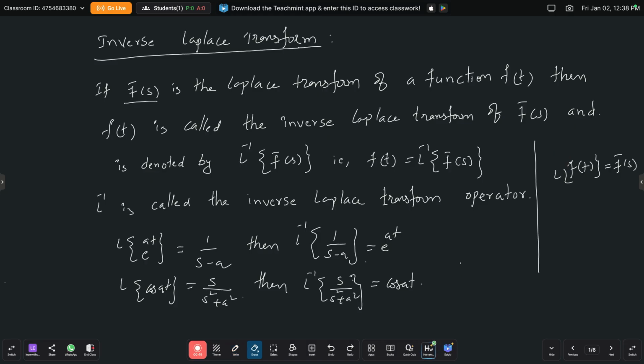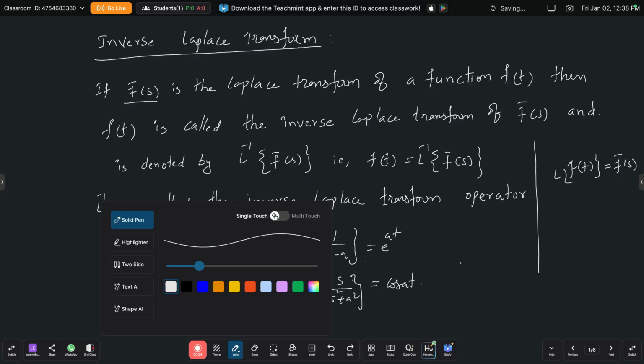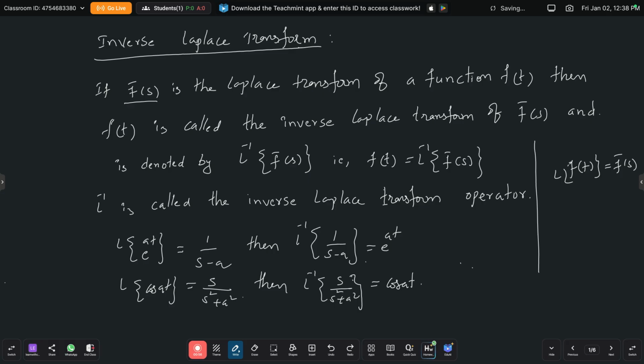Here I am writing L inverse of f bar of s equals f of t. So L of f of t equals f bar of s, and L inverse of f bar of s equals f of t. L inverse is called the inverse Laplace transform operator.